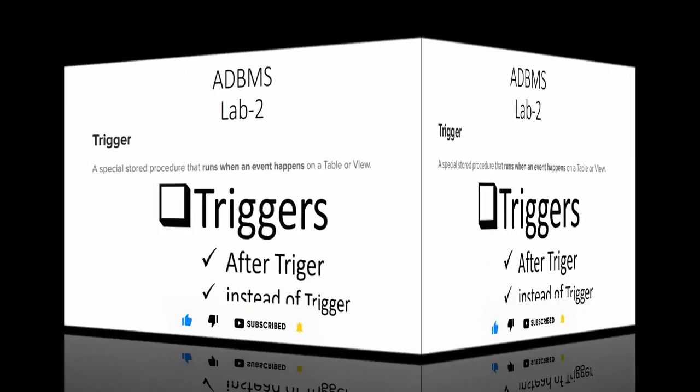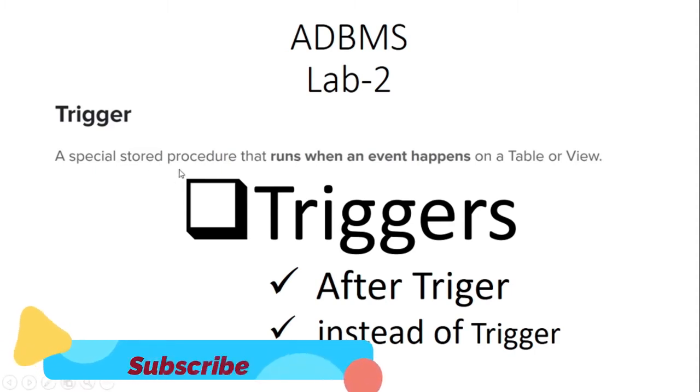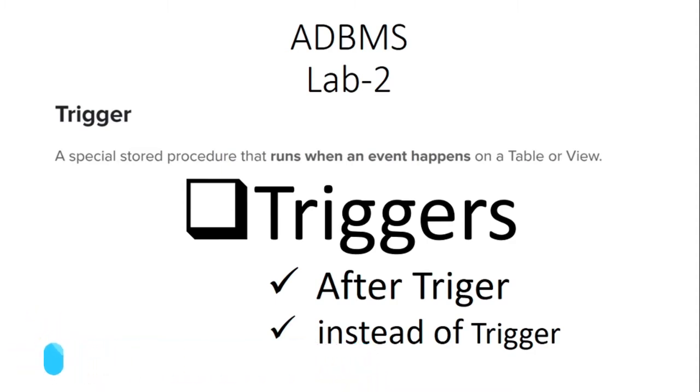Now today I present to you in this video what triggers are and how we implement triggers in Microsoft SQL Server. Just as an introduction, what does trigger mean? It is a special stored procedure that runs on a table or a view when an event happens. That means when SQL queries are run to modify or update your table or view, this trigger event is fired.